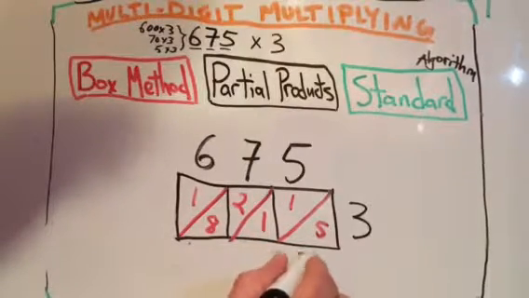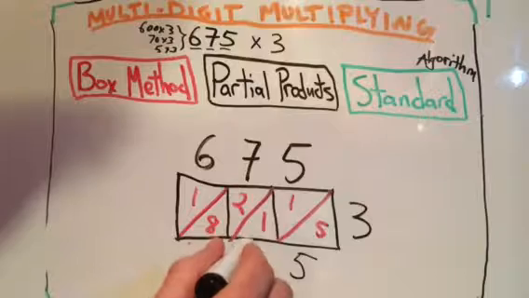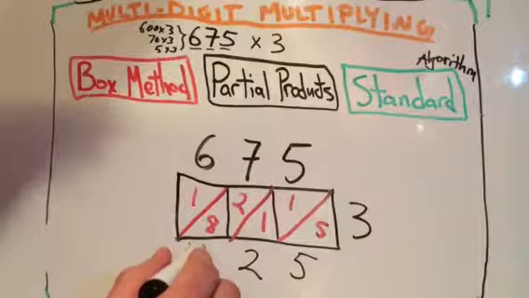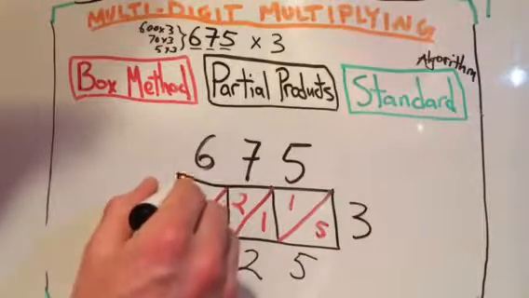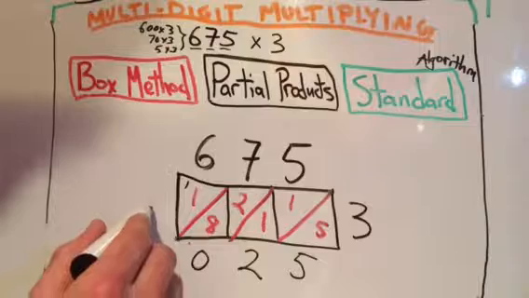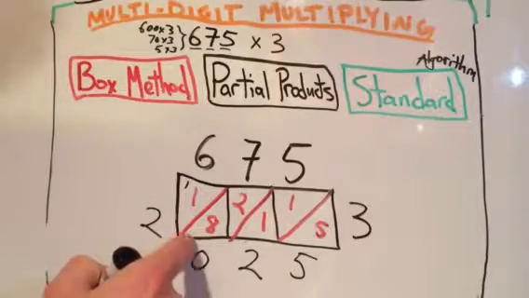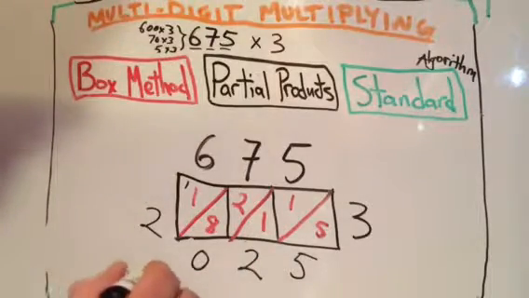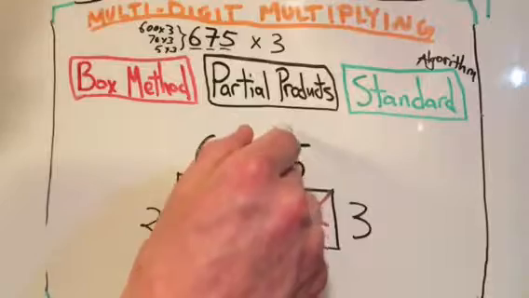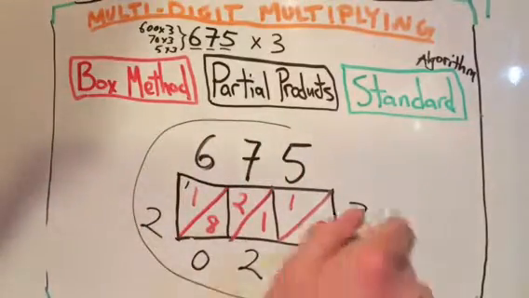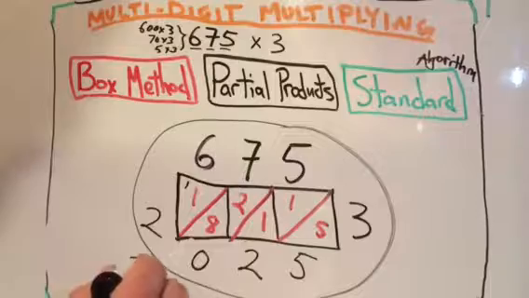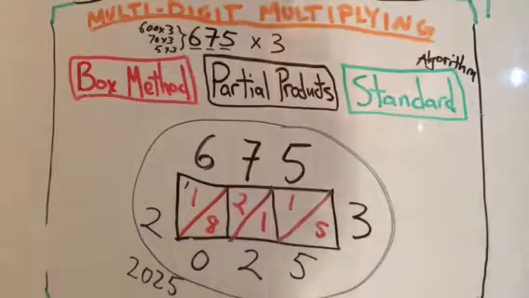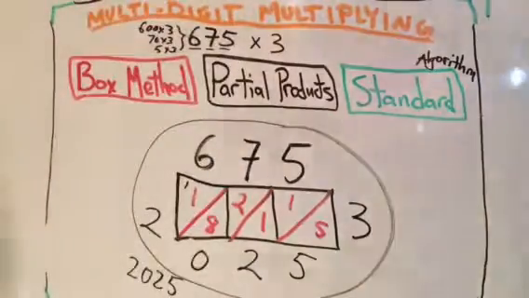So we get 5, and then let's add up the tens diagonally, 2. Let's add up the hundreds. We're going to get 0 and carry the 1, and then we're going to get 2 over here. So we just got 2,025, which I believe was our answer before, and it's in a pretty tight spot. I know I drew it bigger, but the answer is done in a space that takes up about the same amount of room as the standard algorithm.